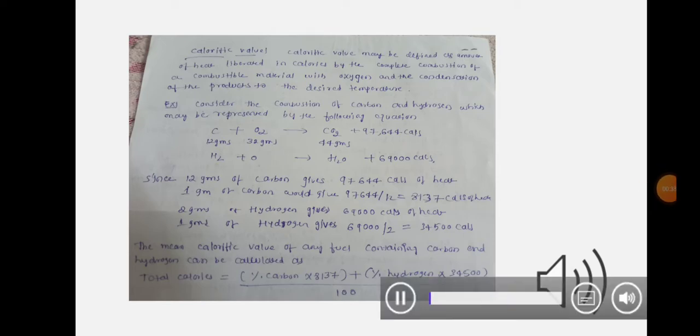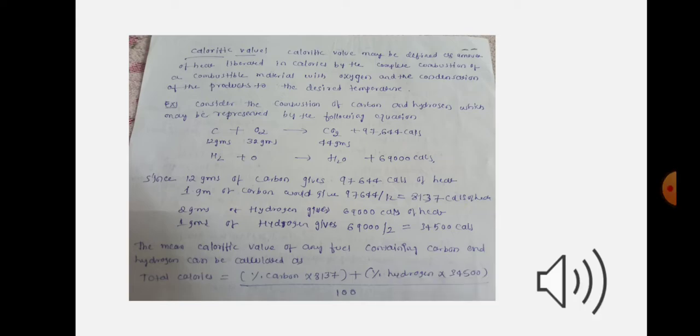Now, calorific value. A calorific value may be defined as the amount of heat liberated in calories by the complete combustion of combustible material with oxygen and the condensation of the product to desired temperature. Whatever the amount of heat liberated in calories, that is called the calorific value. Here is one example we have taken.